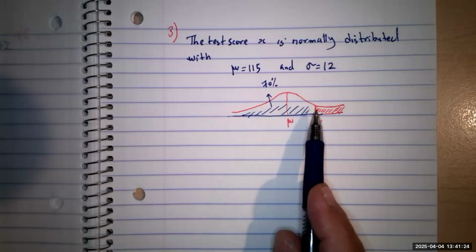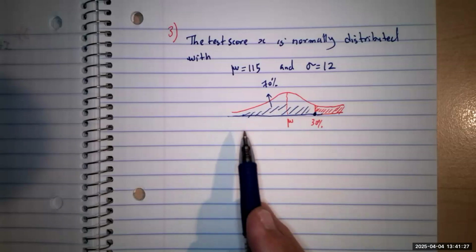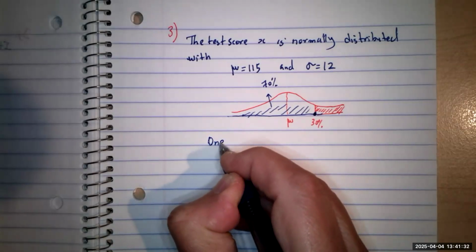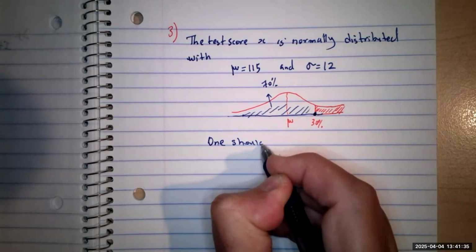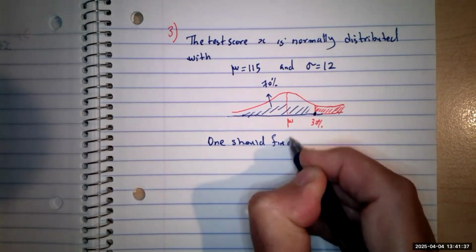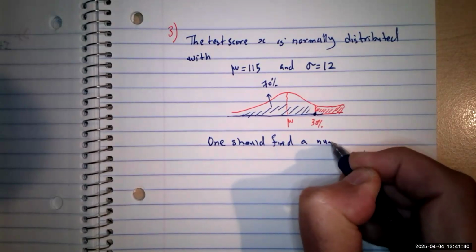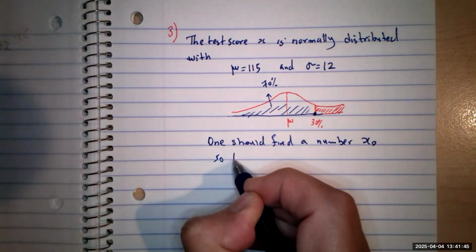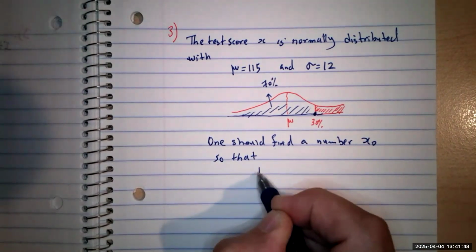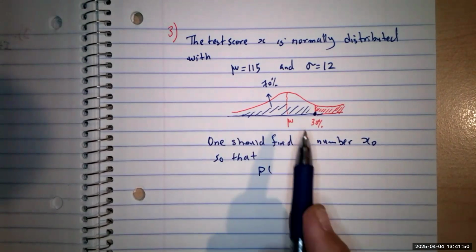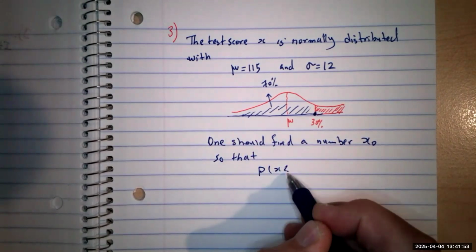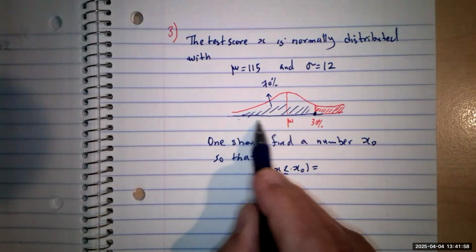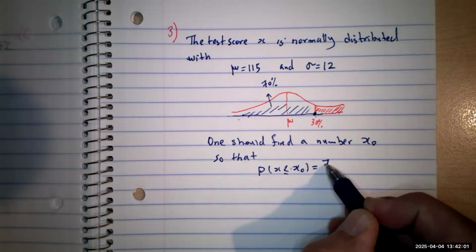See a score, and the curve would give you the area to the left of the number. So one should find a number x0 so that P(X ≤ x0) is equal to 70%.